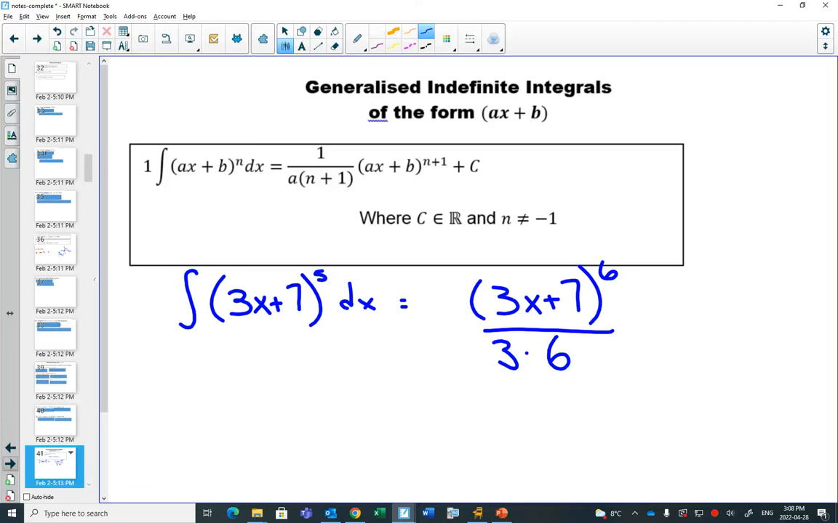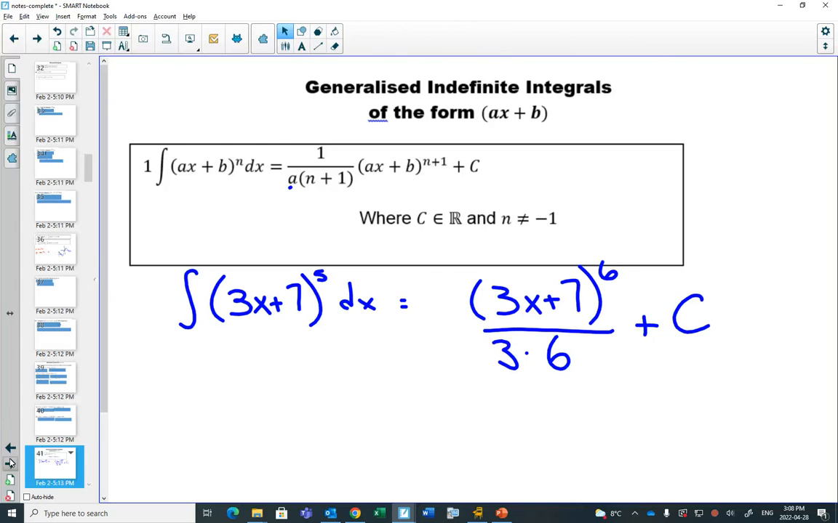So we have the n plus 1 on the bottom from the new exponent. The a on the bottom is because the chain rule would normally multiply when you do the derivative, so we need to divide when we do the integral. And once again, whenever you get your final answer, oh, I almost forgot, plus c.